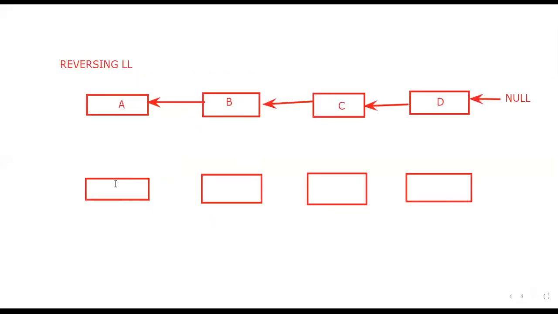That means it will come as D, C, B, A, and here it is null. Now A becomes the last node and D becomes the head node, and after that here it is a null value. It points to null.